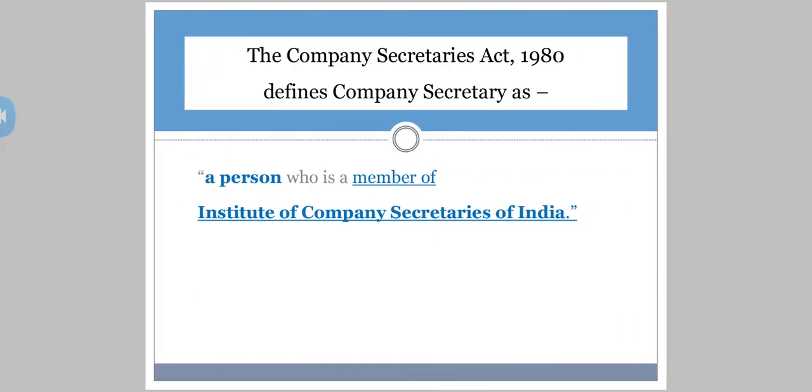Coming to the third definition, the Company Secretaries Act 1980 defines a company secretary as a person who is a member of the Institute of Company Secretaries of India. The Institute of Company Secretaries of India is, I would say, a statutory body which works on the duties and other administrative work related to the secretary. They actually guide a person for the profession of being a secretary in India.